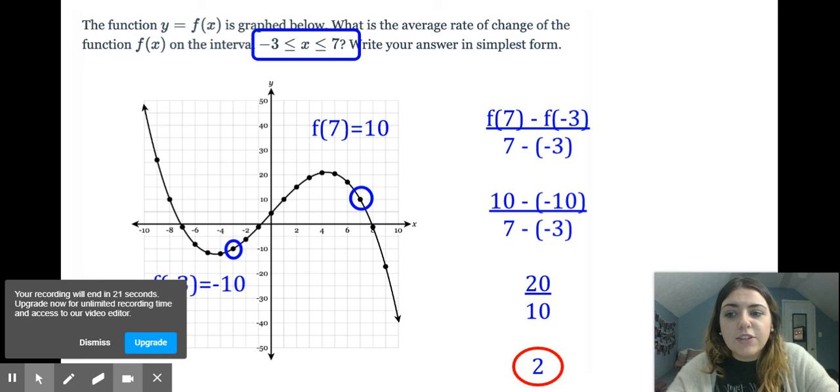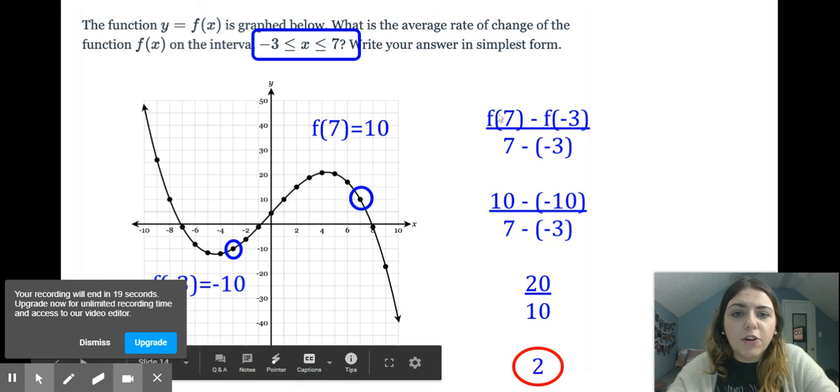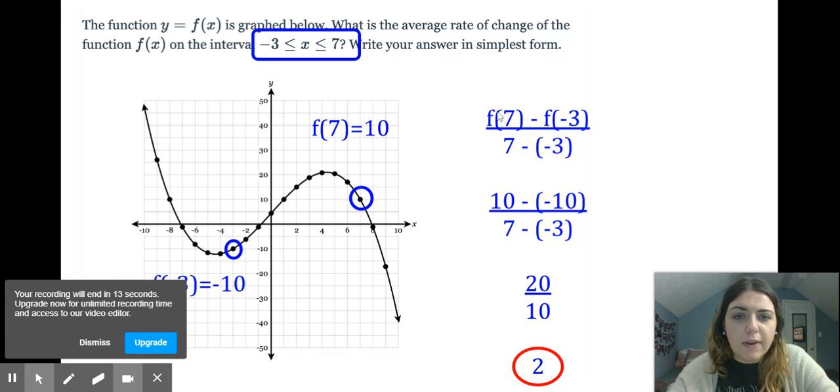All right, so remember, you could have switched the order of these, but if you do, then the bottom also has to switch. So make sure those line up and those line up.